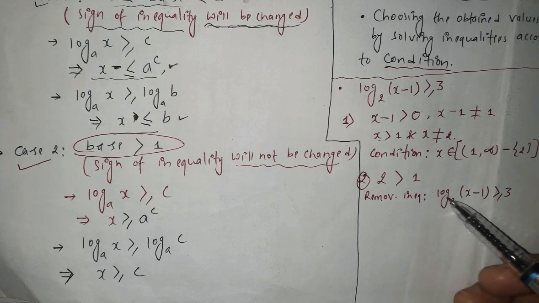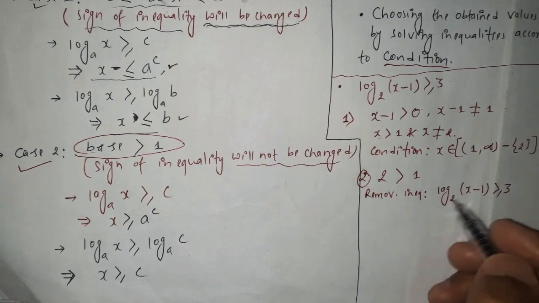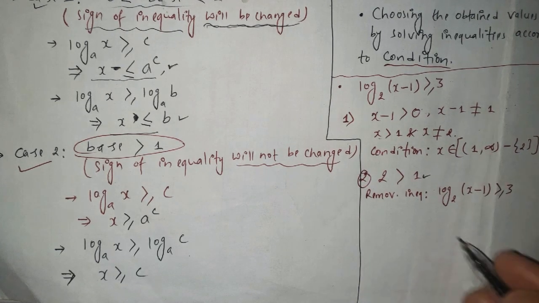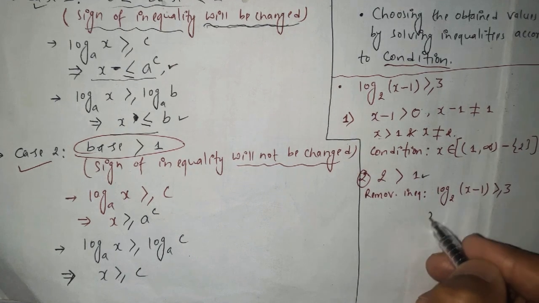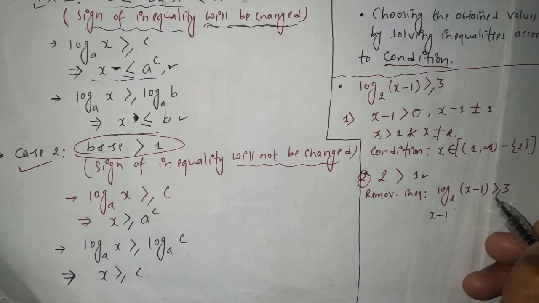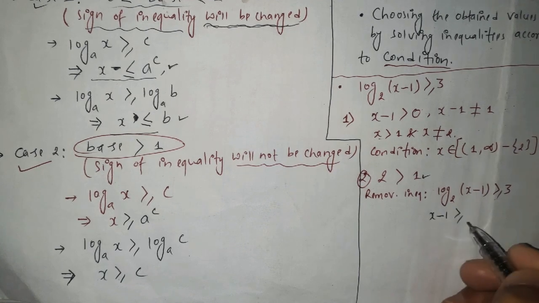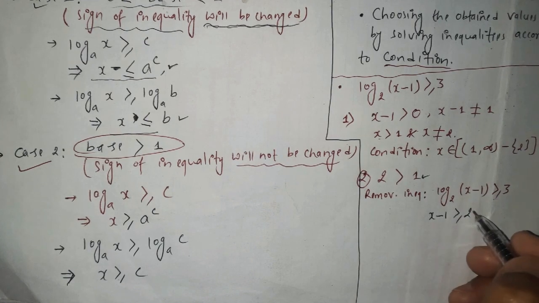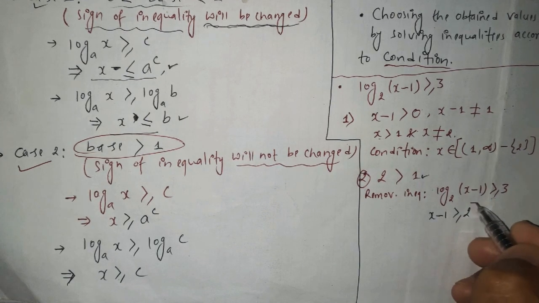Let's remove the logarithm from this inequality. Here the base is 2 which is greater than 1, so there is no need to reverse the given inequality. We use the same inequality, and this 2 goes to the right hand side as 2 raised to the power 3.